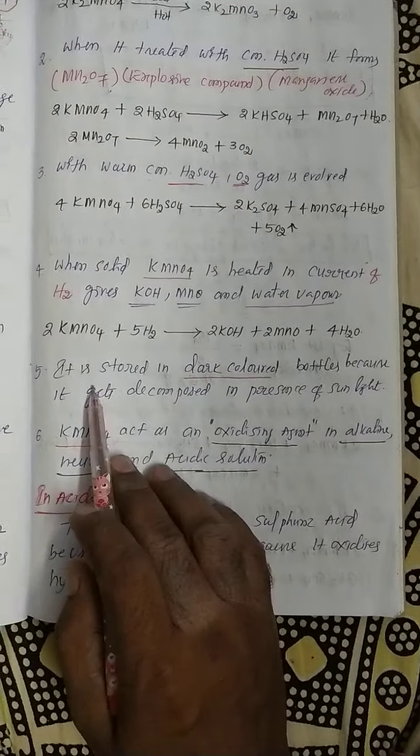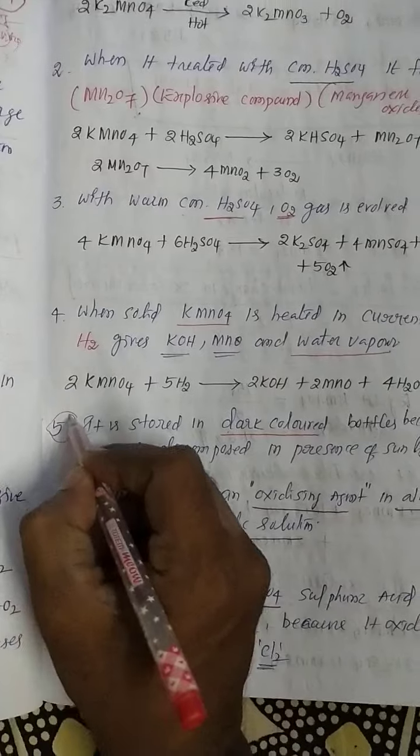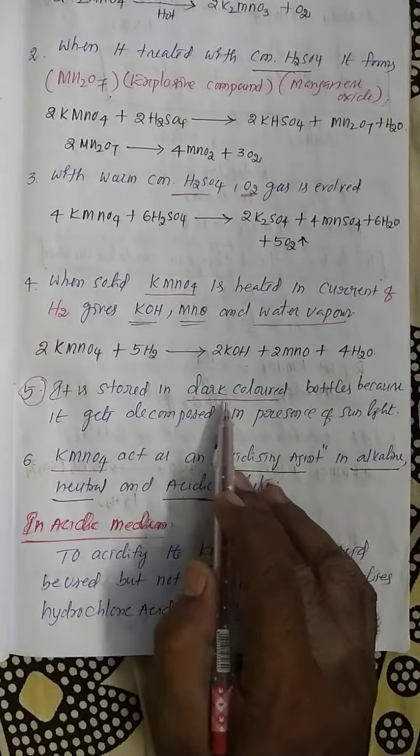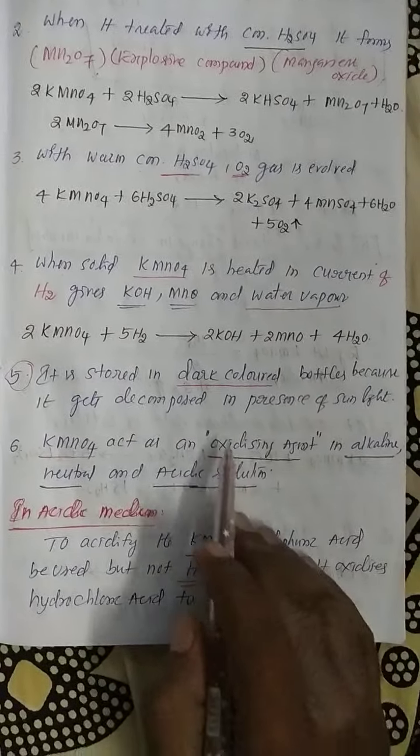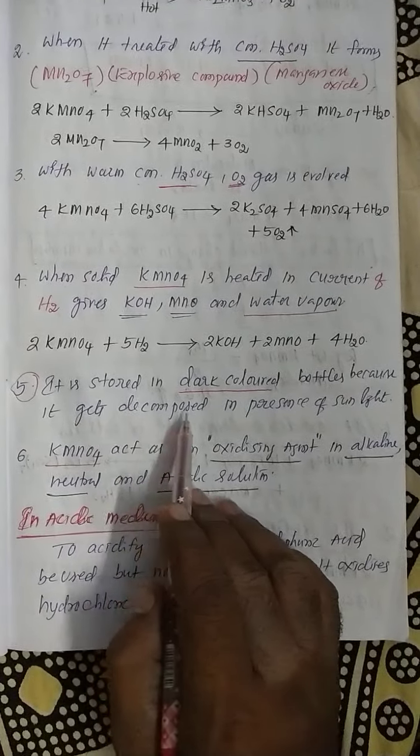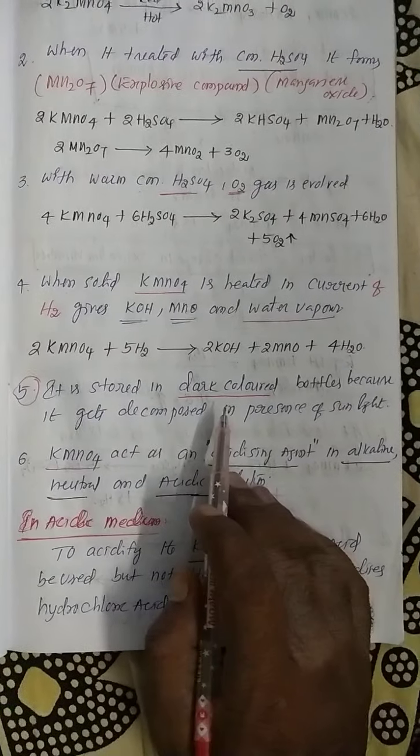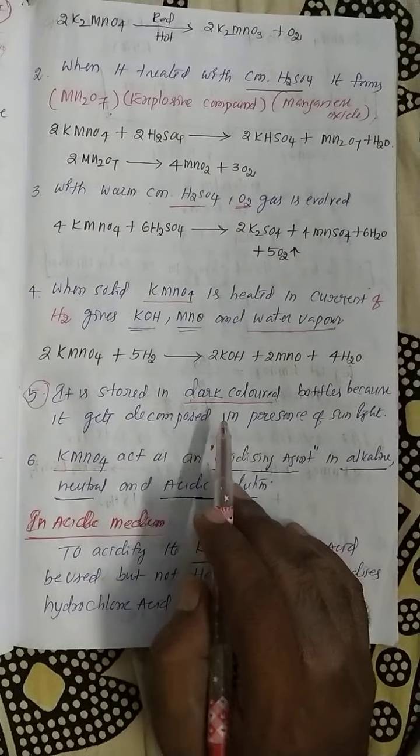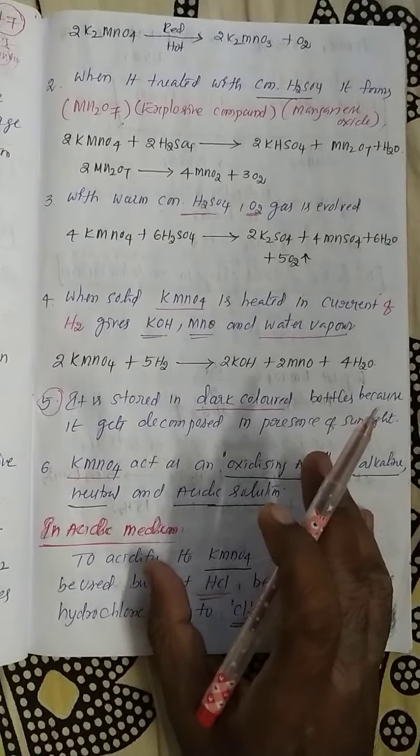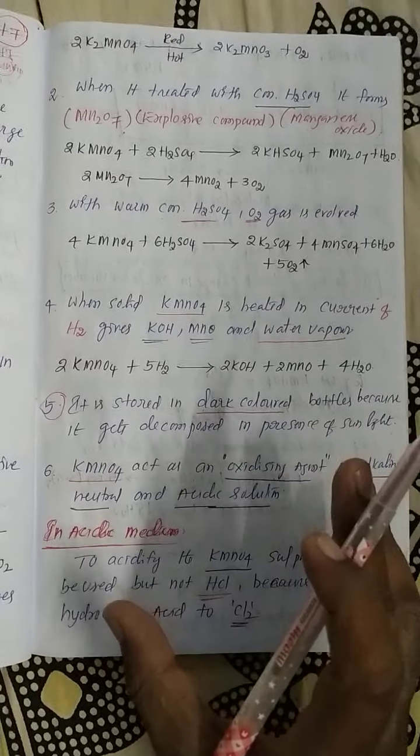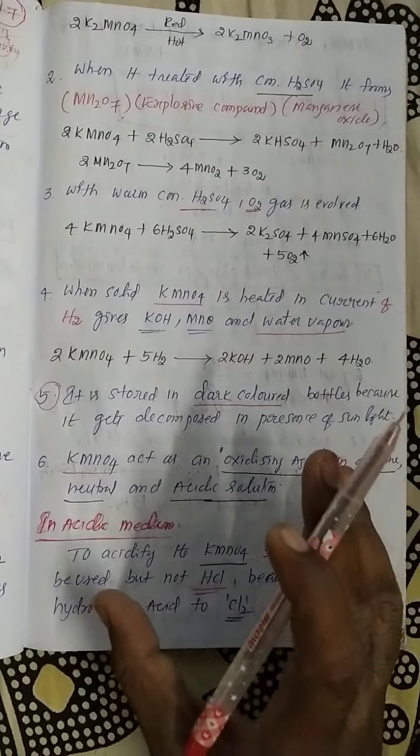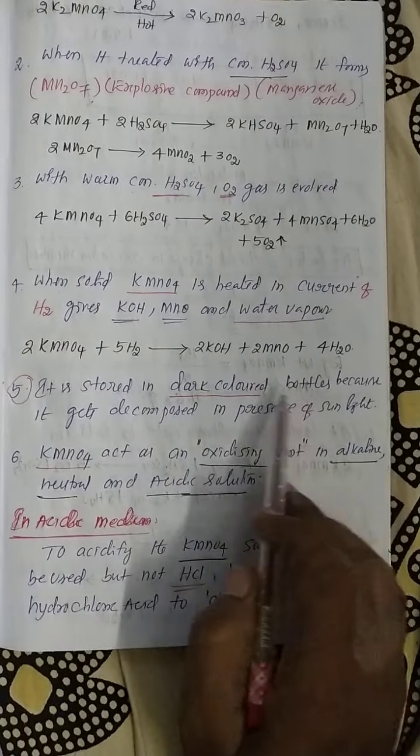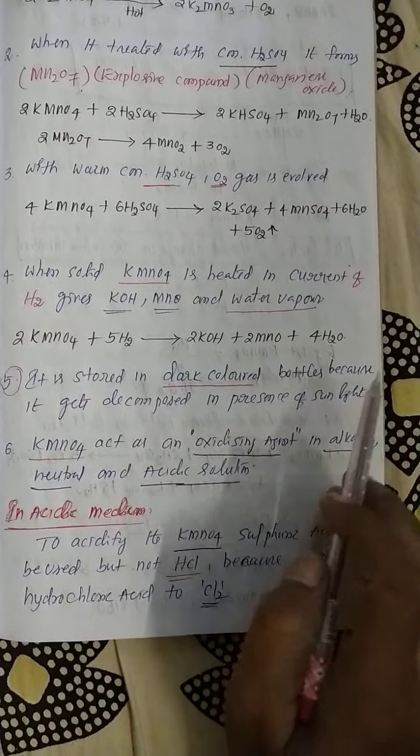Another important point, listen carefully: potassium permanganate is always stored in a dark colored bottle because it gets decomposed in the presence of sunlight. My dear students, whenever you go to the chemistry laboratory, KMnO4, purple colored crystals, is always stored in brown dark colored bottles. This is the reason it is stored in a dark colored bottle: it gets decomposed in the presence of sunlight.